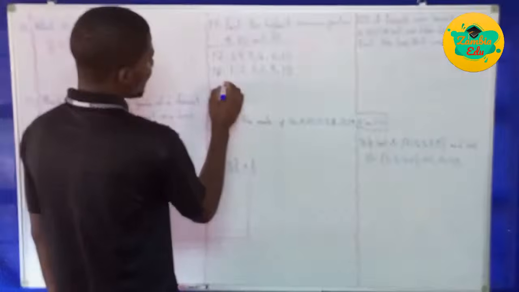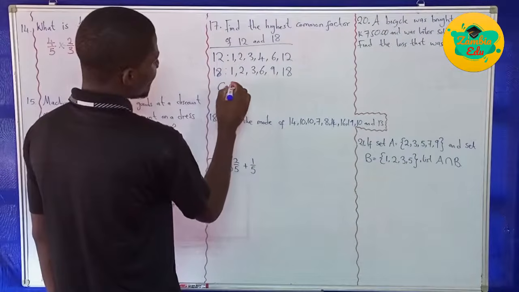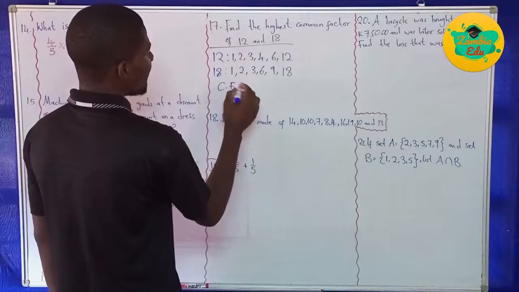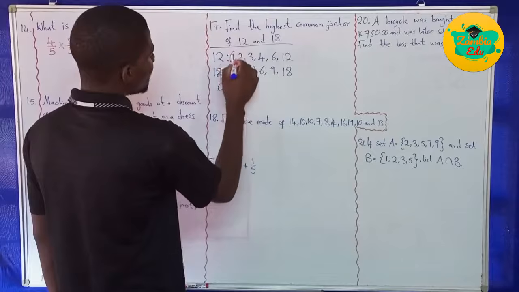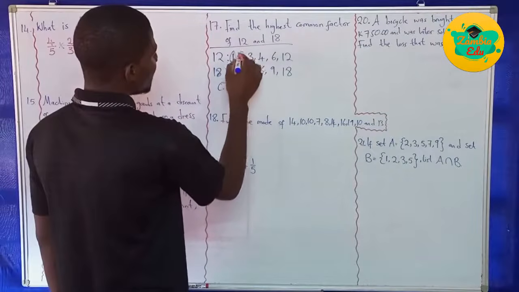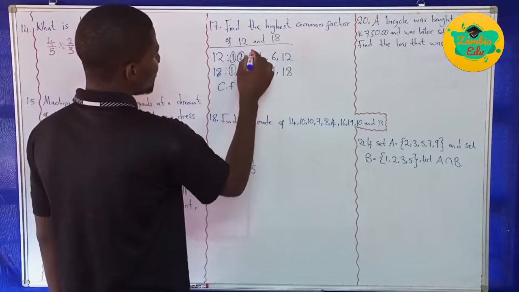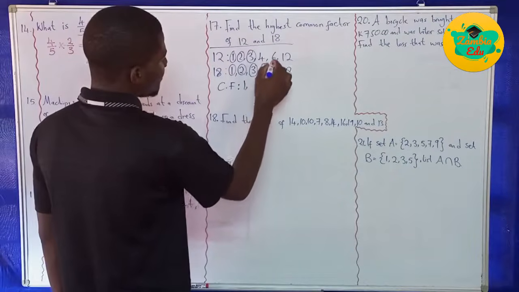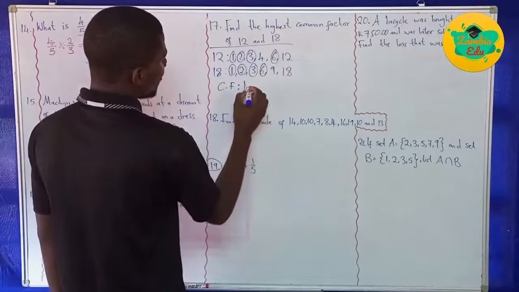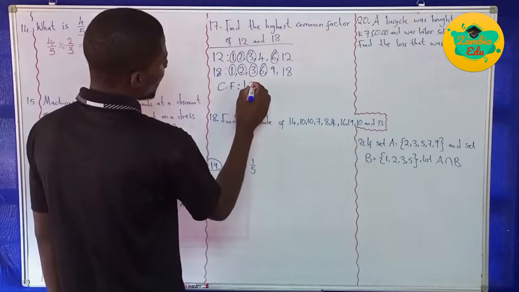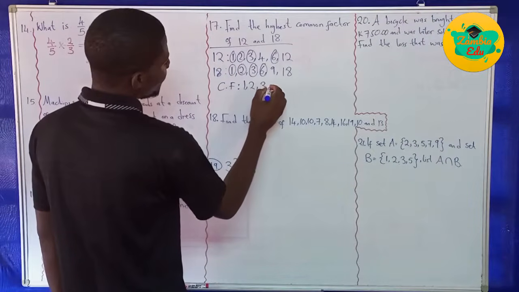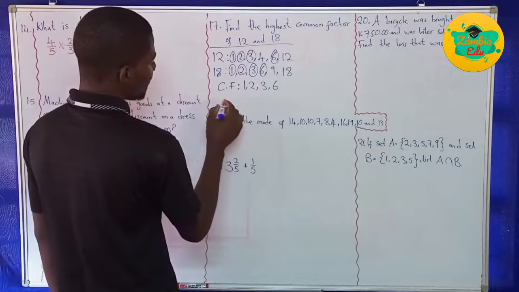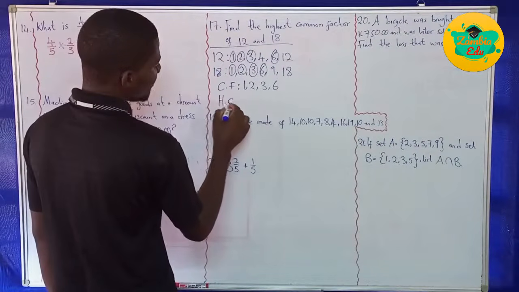What common factors do we have? 1 and 1 is common. 2 and 2 is common. 3 and 3 is common. 6 and 6 is common. So our common factors are 1, 2, 3, and 6.